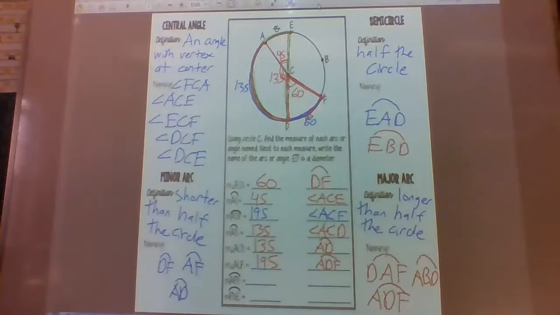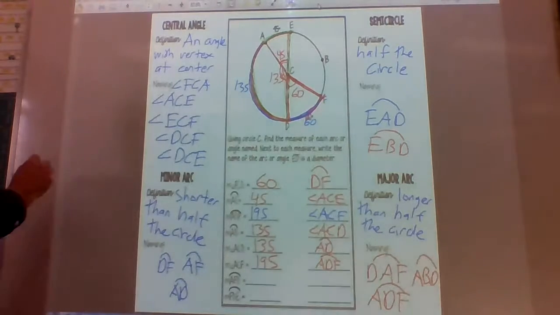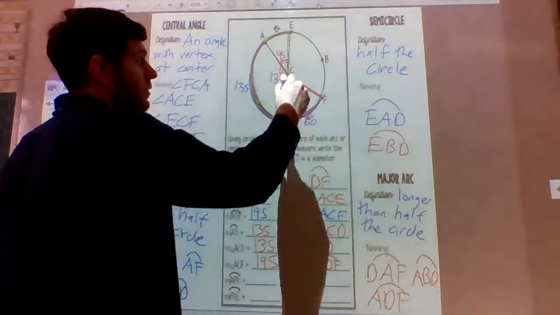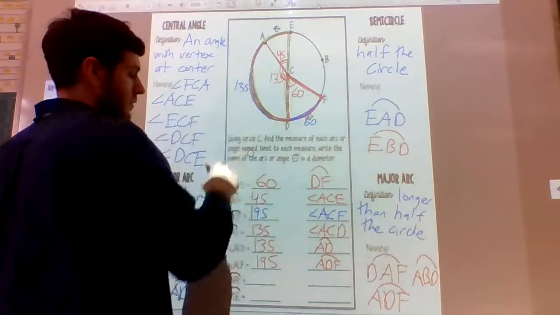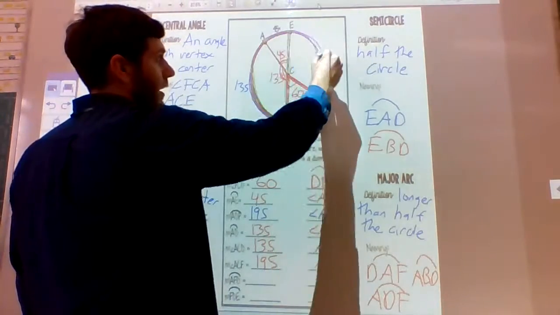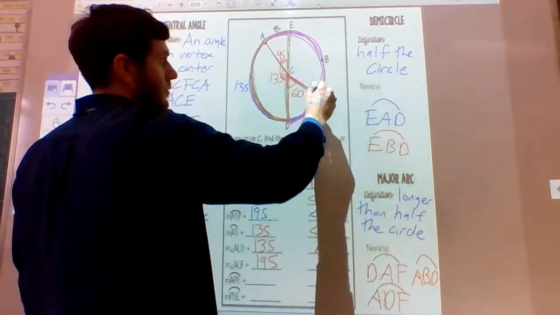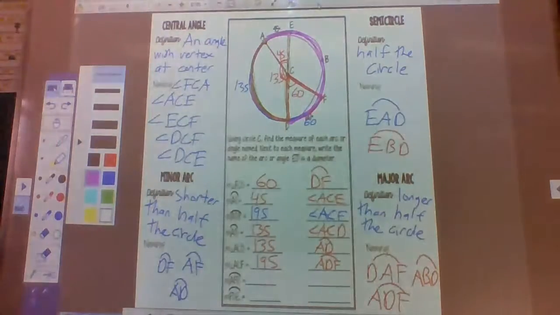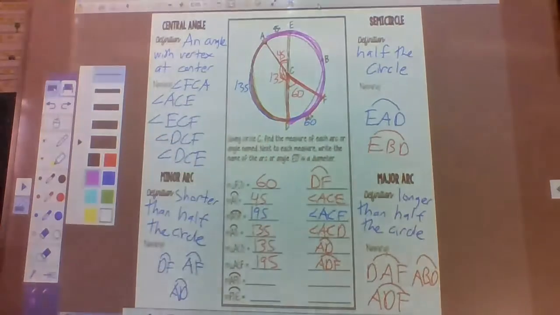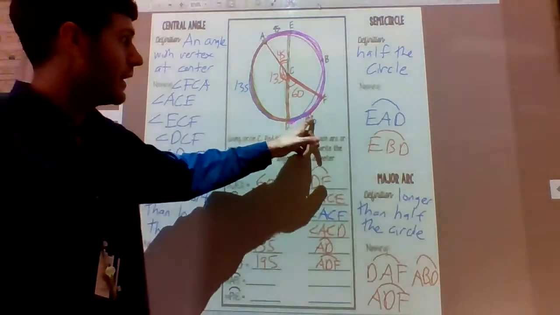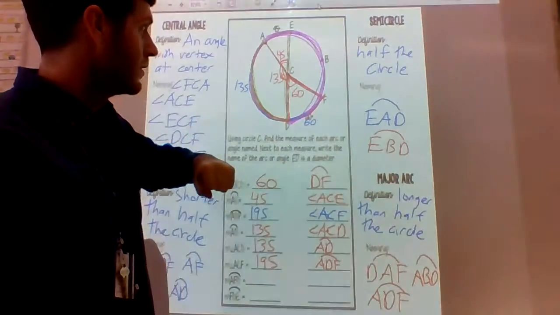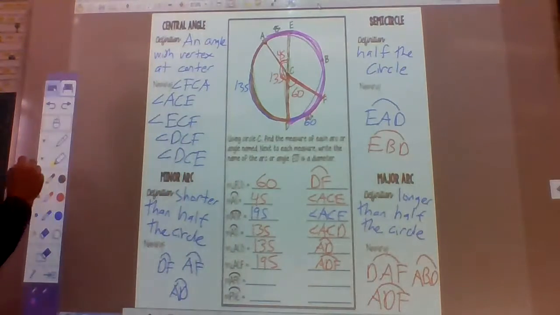The measure of AFD now. So let's look at arc AFD. So here's D and here's A. It's not the short way because it's a major arc because they're giving us another point. So we also have to go through F. So here's AFD. It's going to be in purple here. So we're going to need to add these three arcs together, or these three angles together. So we're going to have to again use a semicircle.